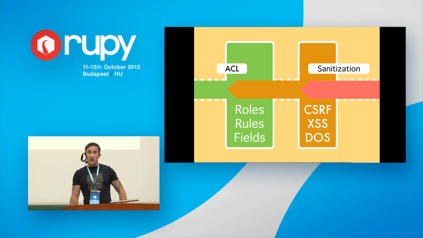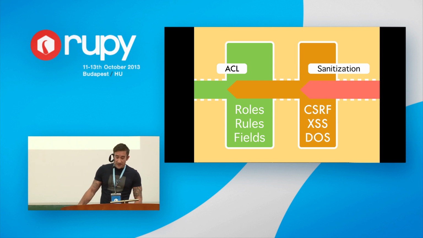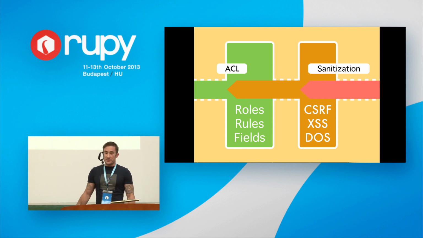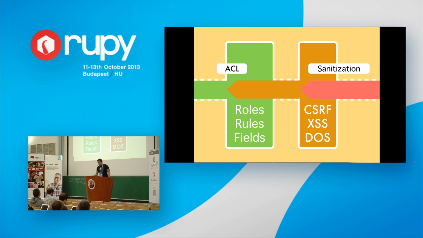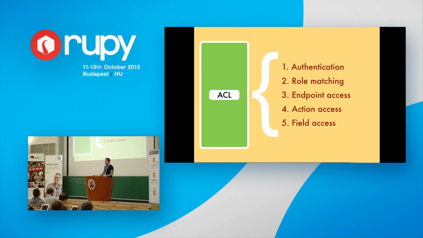On the other hand, we have ACLs. This is a part of your business logic. And this should be manually controlled by a programmer during software development. And that's exactly what we are going to talk about. That's exactly what we are going to drill into.